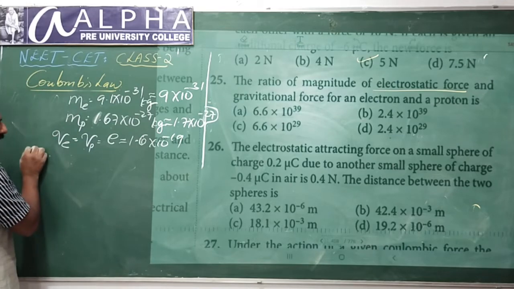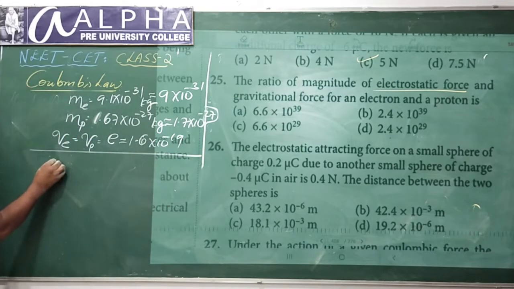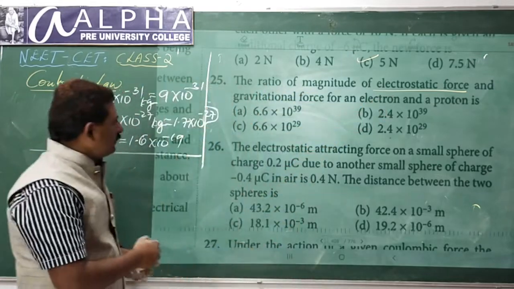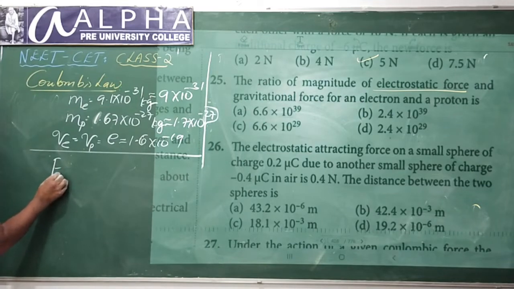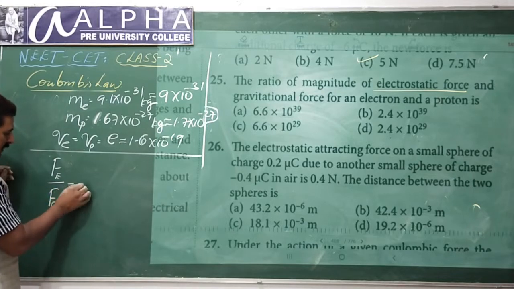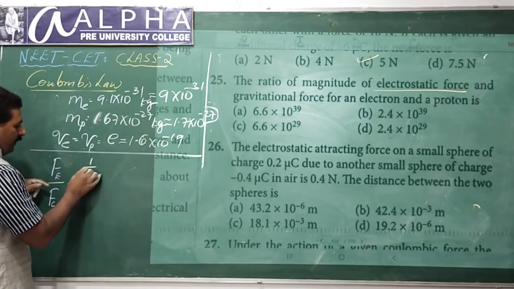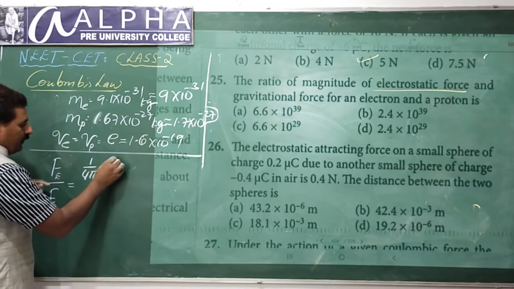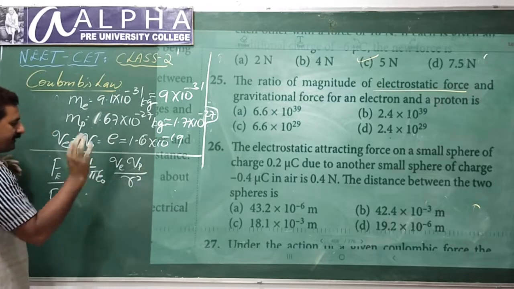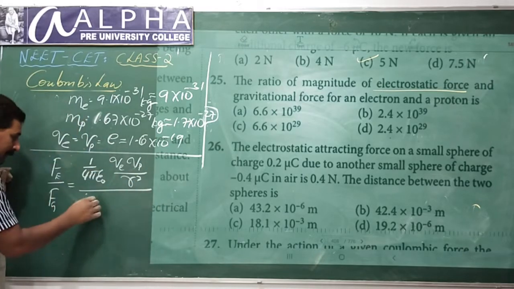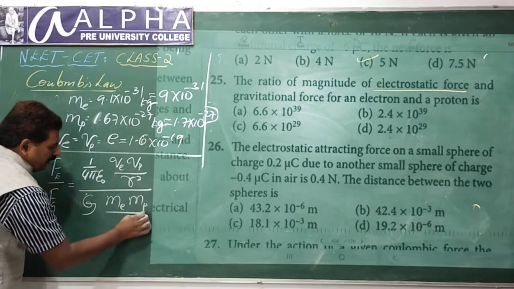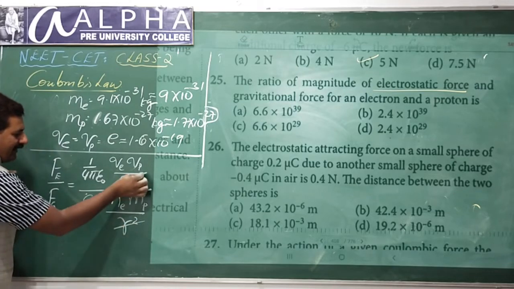He wants you to find the ratio of electric force. What he wants you to find? He wants you to find the ratio of electric force to the gravitational force. I write Fe divided by Fg. As I told you in the previous discussion, electric force is Coulomb's law. What is that? 1 over 4 pi epsilon 0 QE QP divided by R square, where R is the separation between them. At the same separation, gravitational force, what is that? G mass of electron, mass of proton divided by R square. See students, R gets cancelled.